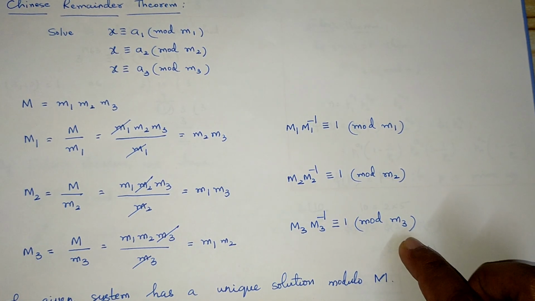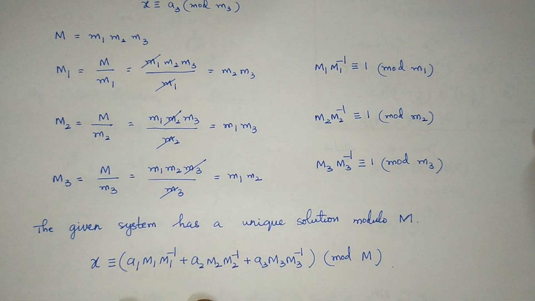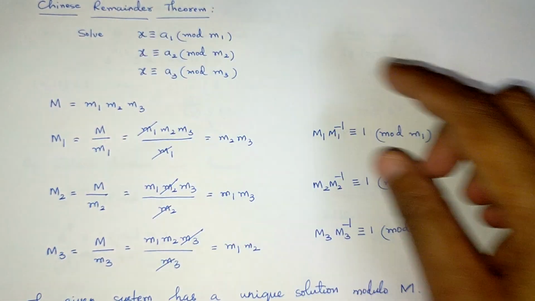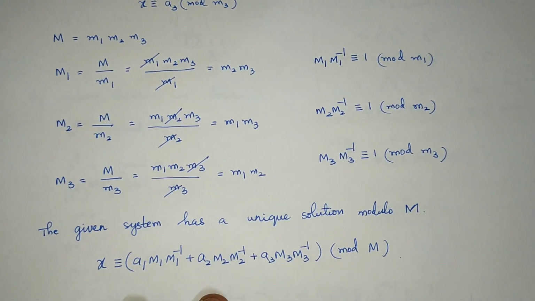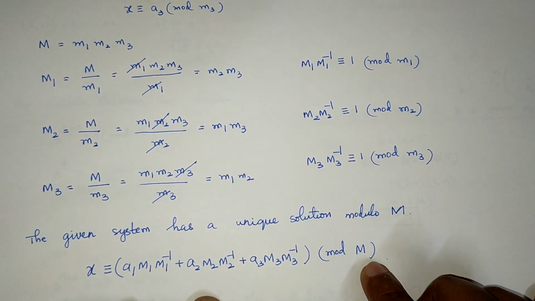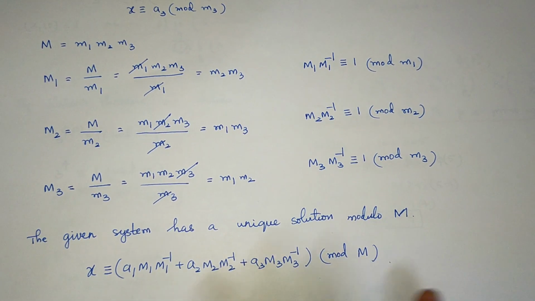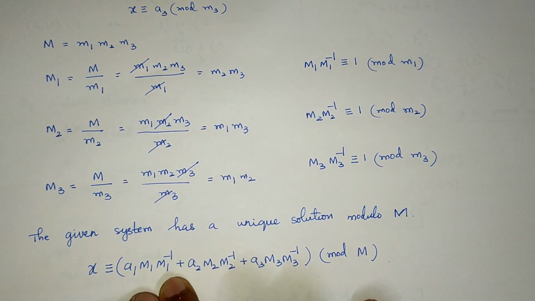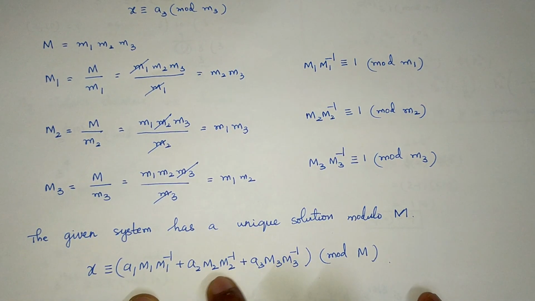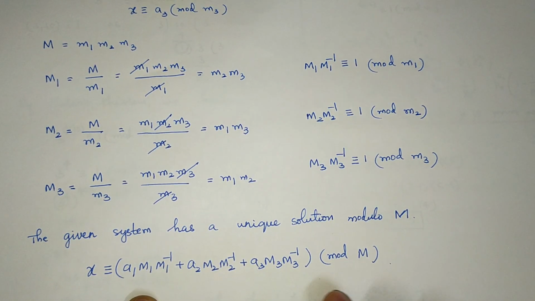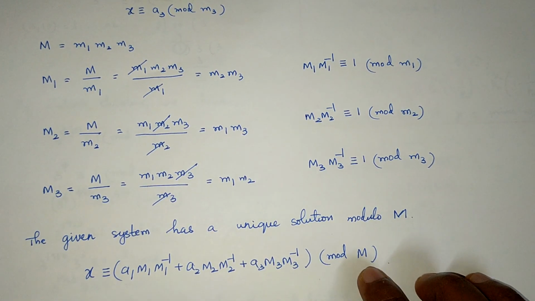Okay, so after finding this, by the Chinese Remainder Theorem we can say that the given system of linear congruences has a unique solution under the modulo m1 times m2 times m3, which is capital M. So what is that solution? x ≡ a1 M1 M1 inverse plus a2 M2 M2 inverse plus a3 M3 M3 inverse under the modulo m1 times m2 times m3.